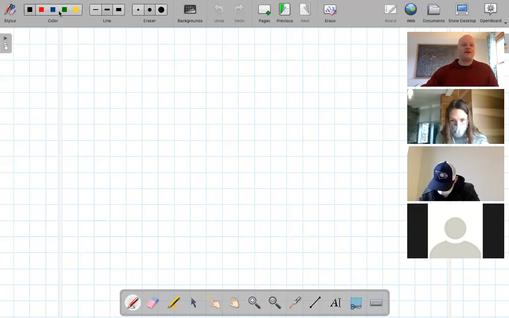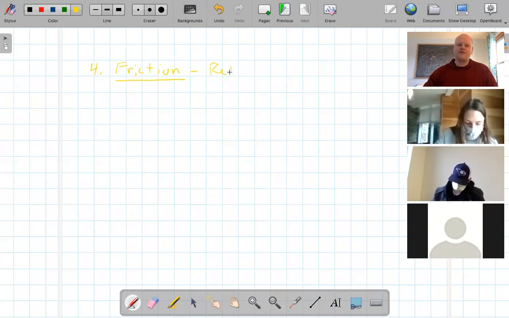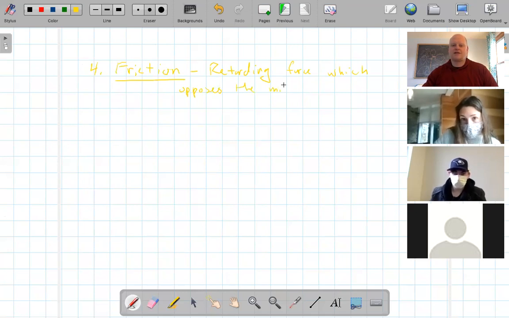Good. So let's talk about the fourth force we're going to run into a lot, and that fourth force is what's called the friction force. This is where that third equation is going to come in. Now, what's friction? Friction is a type of what's called a retarding force, where a retarding force is a force which opposes the motion of an object.